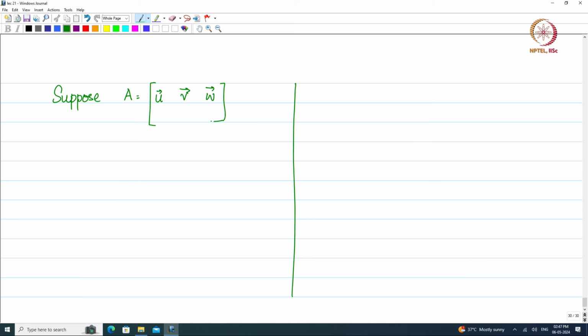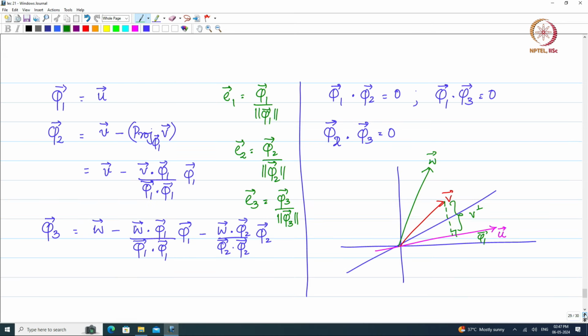Suppose we had this matrix which was u, v and w. Now, we can express this A matrix. From the Gram-Schmidt procedure, we can get u, the vector u is basically, let us say, phi 1 into E1, phi 2 into E2 is the vector. Okay, let us do that.